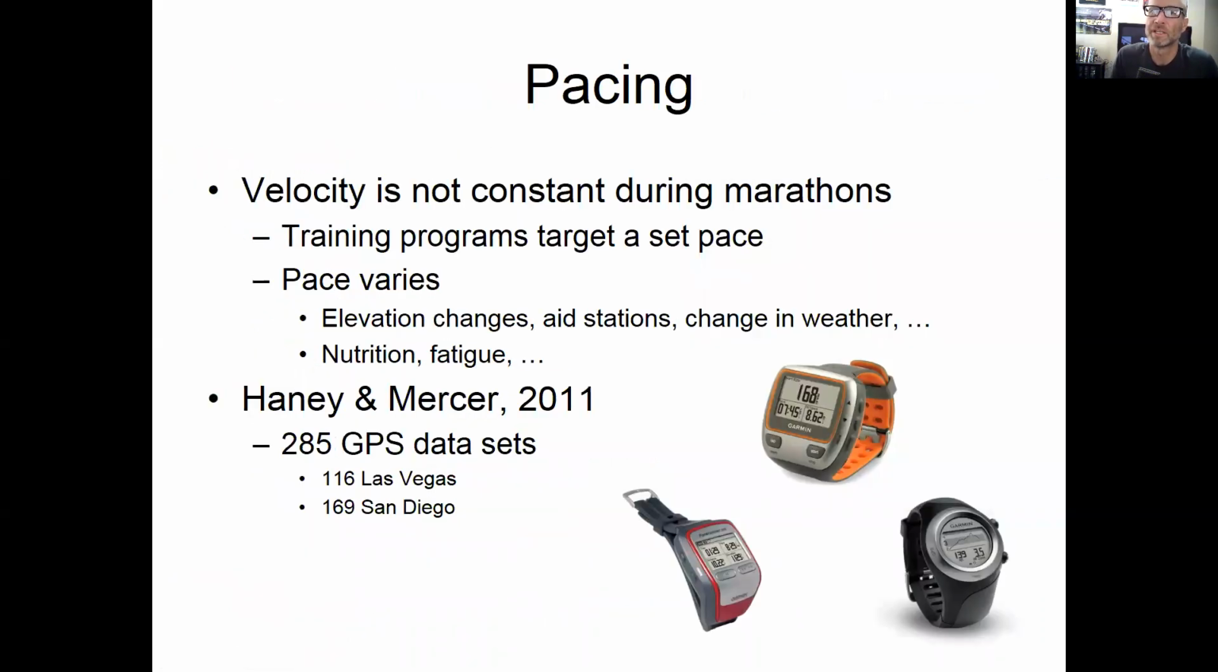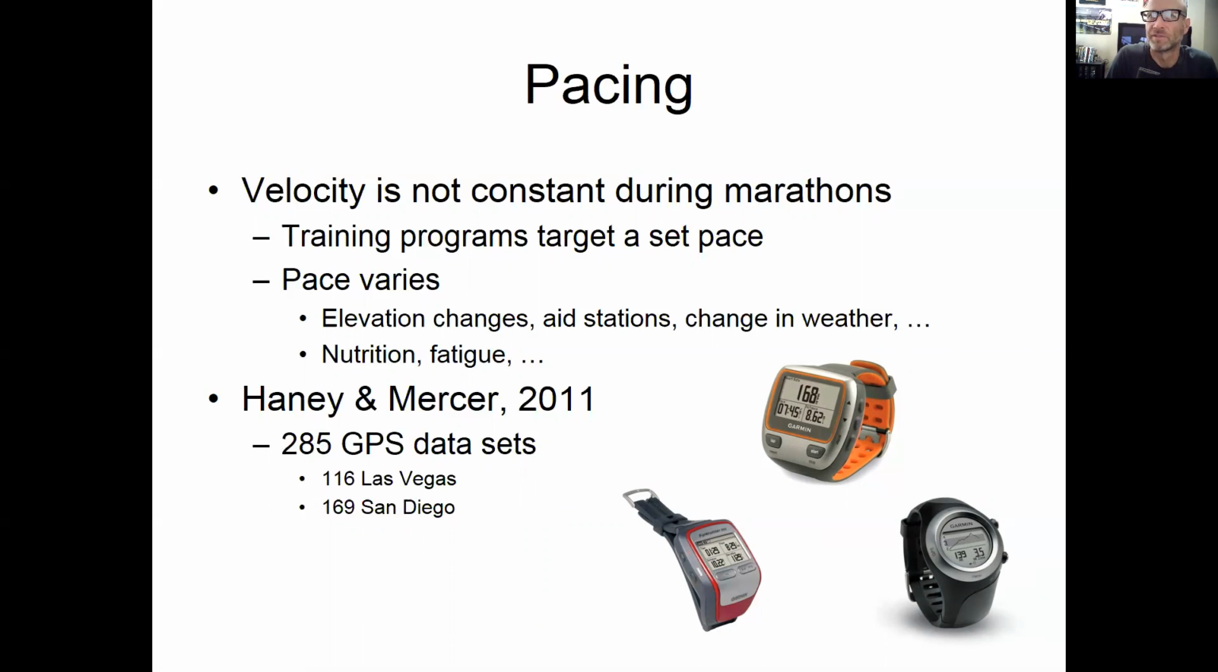Pacing does influence running economy. It's important to recognize that velocity is not constant during marathons for most people. Of course, the elite runners are trying to sustain the same pace throughout the entire race, but in a marathon run outdoors, the pace will vary based upon environmental grade situations. If it's on a track, it's a little different, and then strategic changes in pace may be happening.